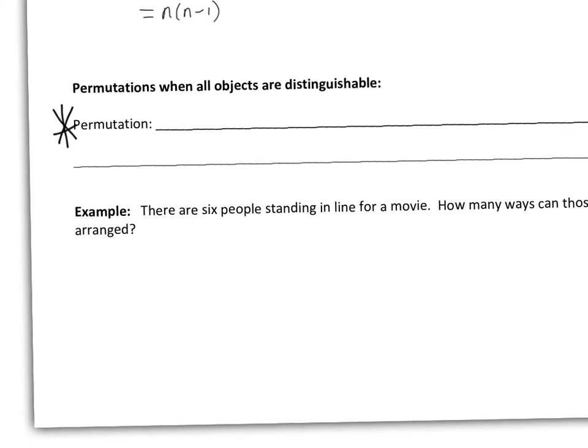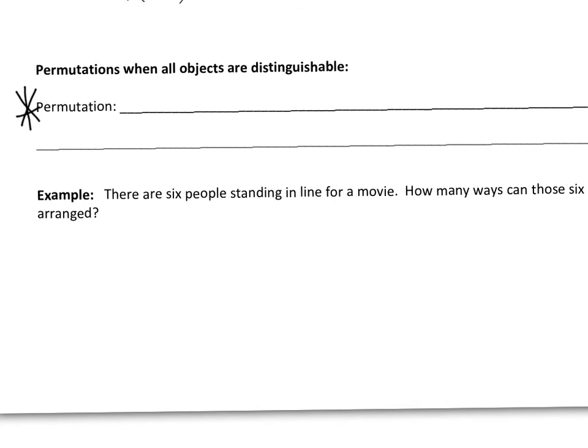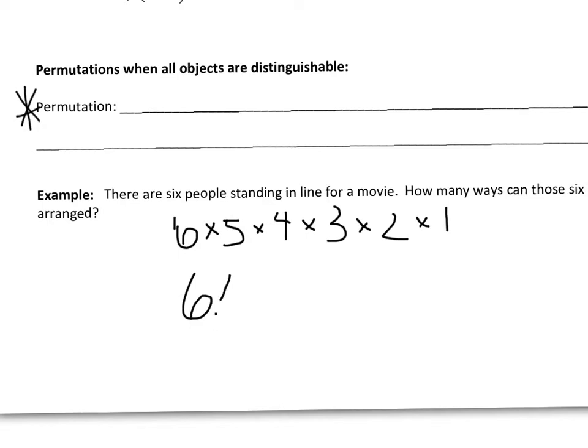Just to give you an example of that at the bottom of the page, there are 6 people standing in line for a movie. How many ways can those 6 people be arranged? Well, if we think about it, I have 6 choices for the first person, and 5 choices for the next person, and 4 choices for the next, and 3 for the next, and 2 for the next, and 1 for the next. Or I could have written right from the start, there are 6 factorial ways of arranging 6 people in a line. That's what we call a permutation. There are 6 factorial different permutations for these 6 people.